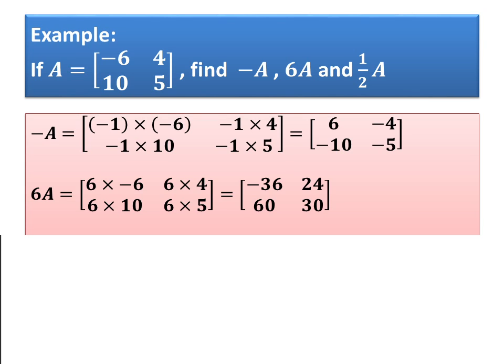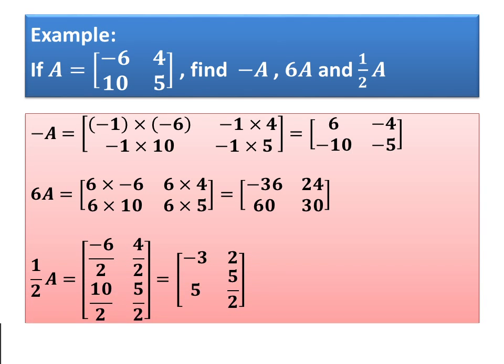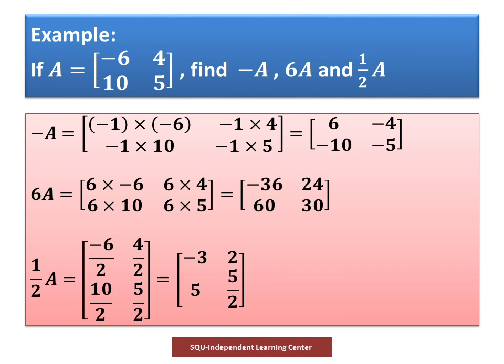Now we come to the last part of the question, which is find half A. So half A equals half of minus 6, half of 4, half of 10, half of 5, and this gives us minus 3, 2, 5, and 5 over 2.